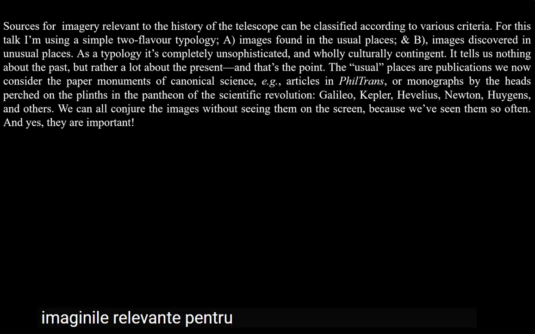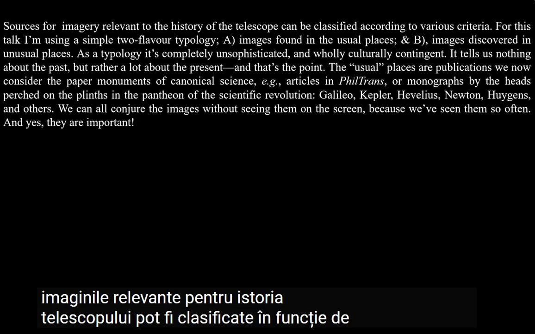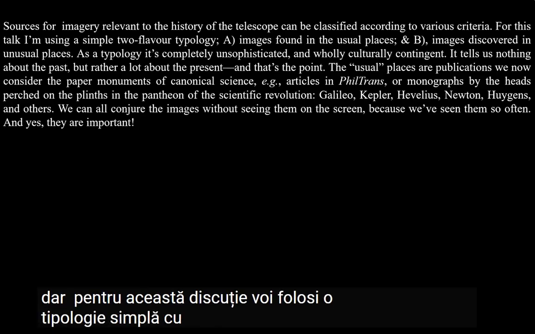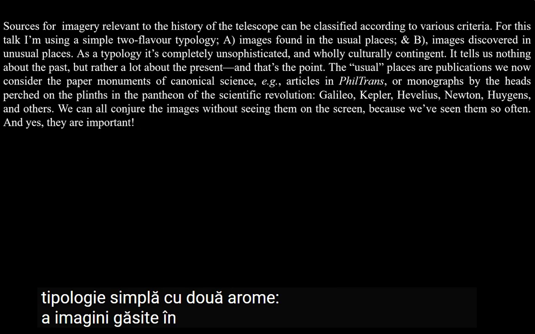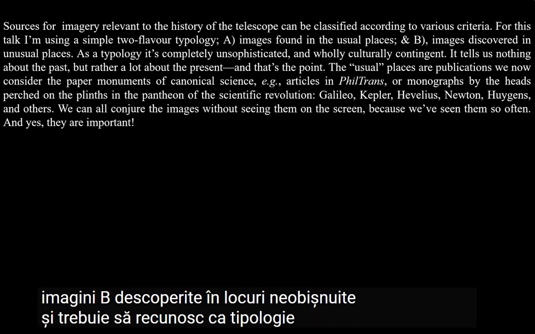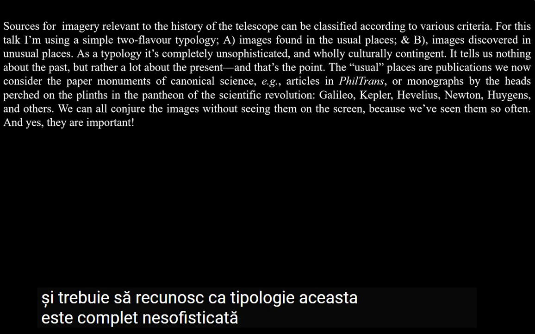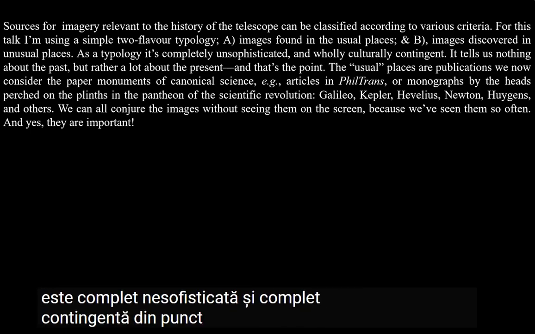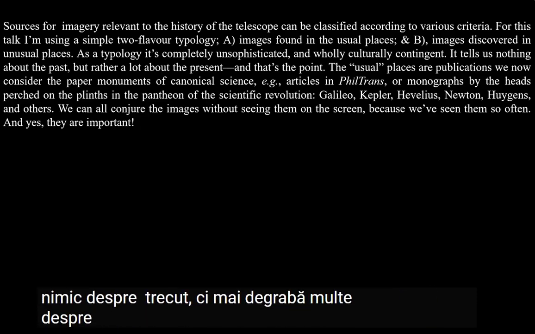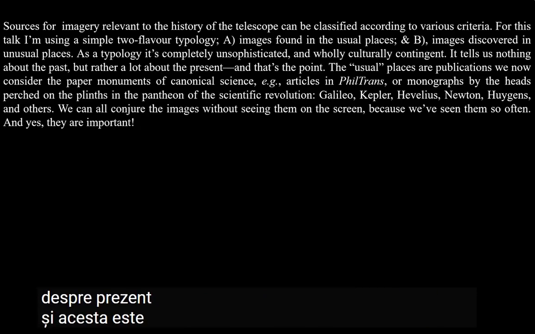Imagery relevant to the history of the telescope can be classified according to various criteria. But for this talk, I'm going to use a simple two-flavored typology. A, images found in the usual places, and B, images discovered in unusual places. And I have to admit, as a typology, this is completely unsophisticated and wholly culturally contingent. It tells us nothing about the past, but rather a lot about the present. And that's the point, as you shall see.